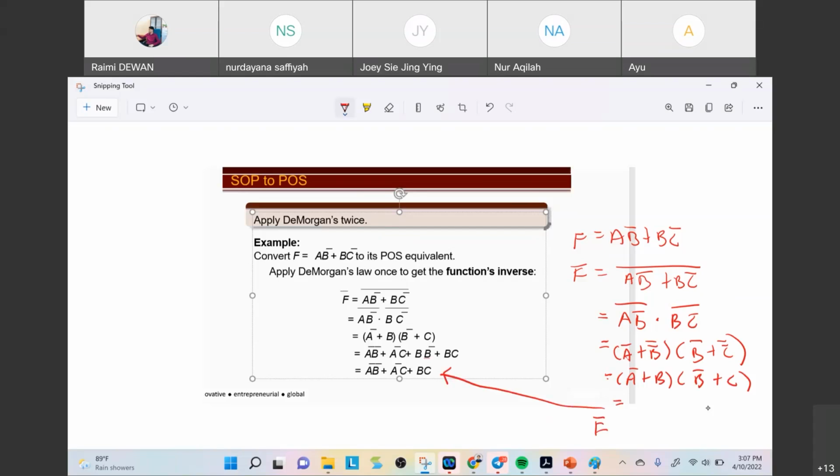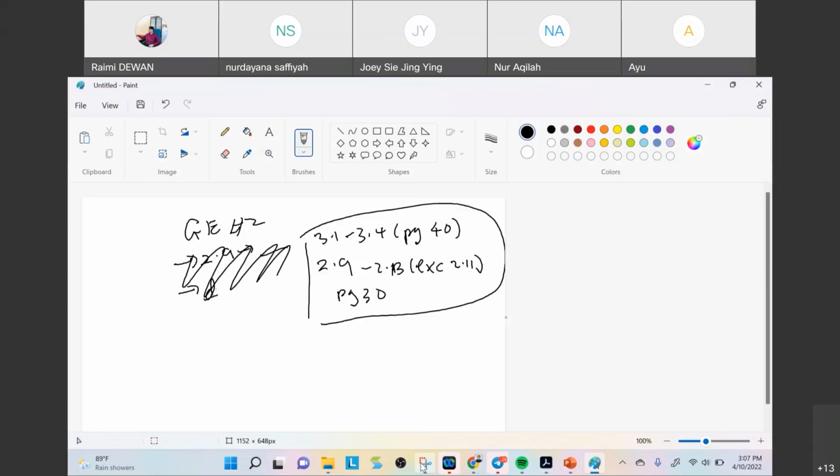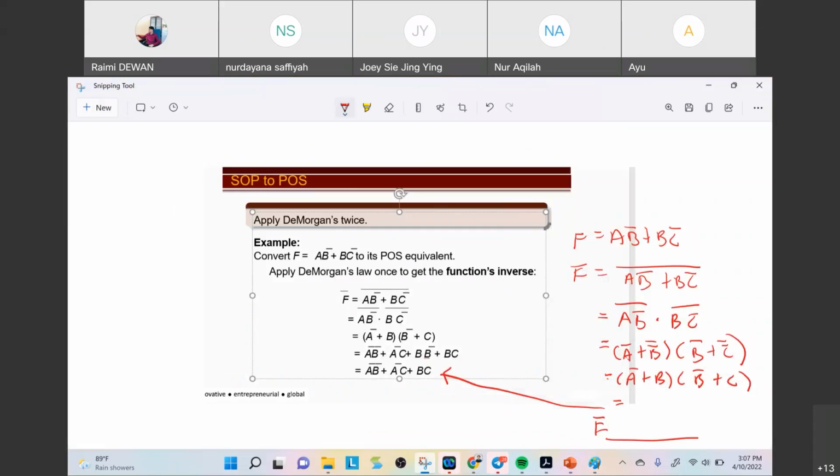But it is F bar. The question is asking about F. Then I think they should give you more of the answer. Then you have F equals to F bar bar. So when you already solve for this, you see that F equals to F bar, then you bar it again. You will get the same answer. The answer that you solve for F bar, then you put the bar again.